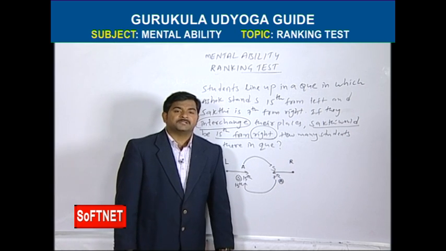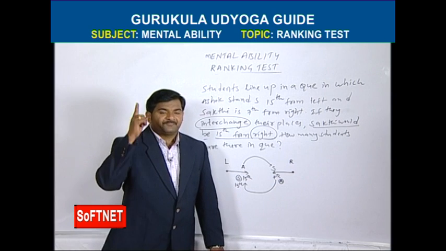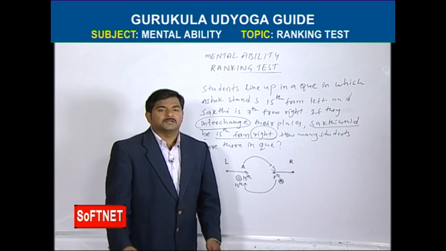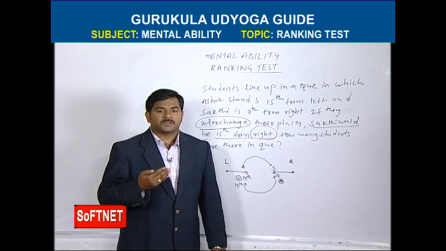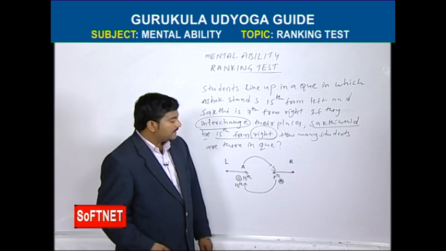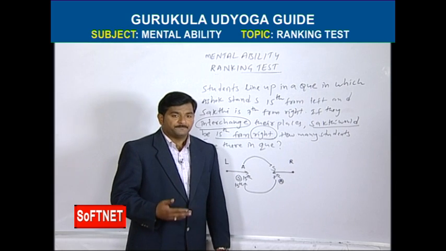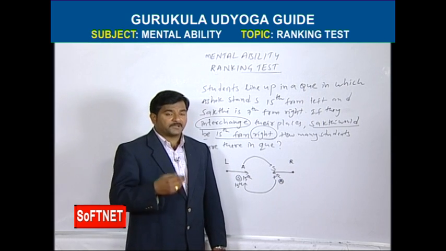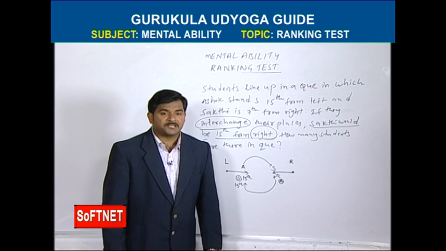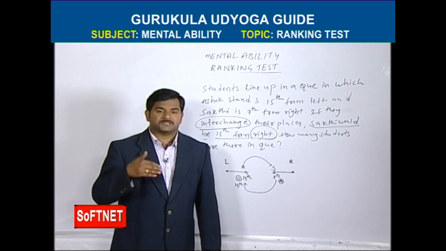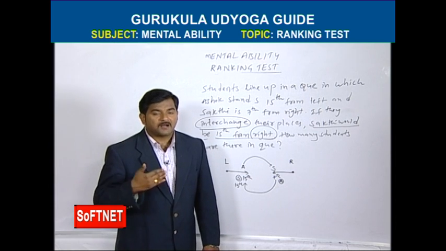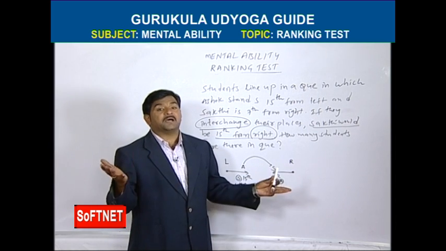How many students are there in the queue means I have to find the total objects. The formula is T is equal to n plus k minus 1. That is clear. When can you use that formula? We can use the formula T is equal to n plus k minus 1 if we know anyone's position, either Ashok's position or Shakti's position, from either end.